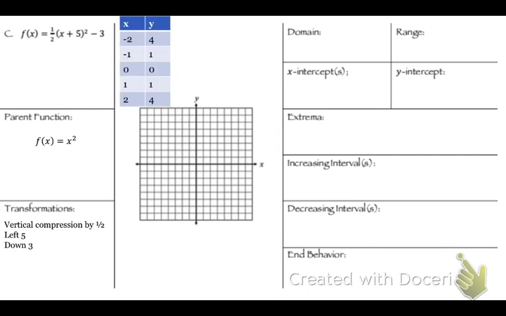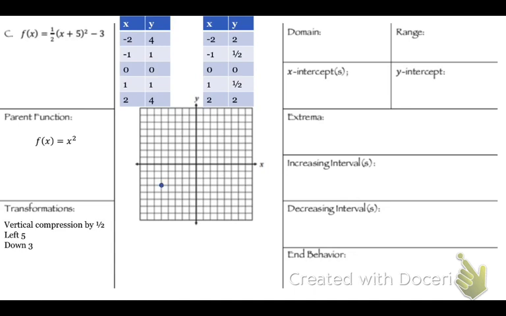So normally we go (-2, 4), (-1, 1), (0, 0), (1, 1), (2, 4). But we're vertically compressing this by a half, so that means we're going to multiply all the y values by a half. So that's going to be (-2, 2), (-1, 1/2), (0, 0), (1, 1/2), (2, 2).